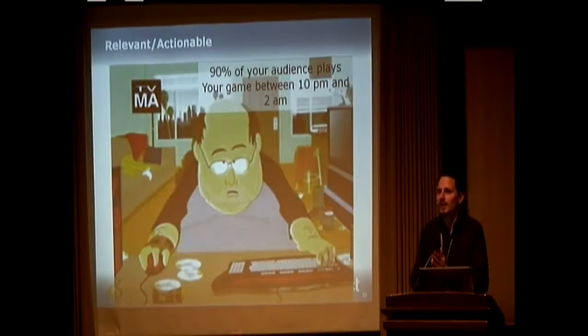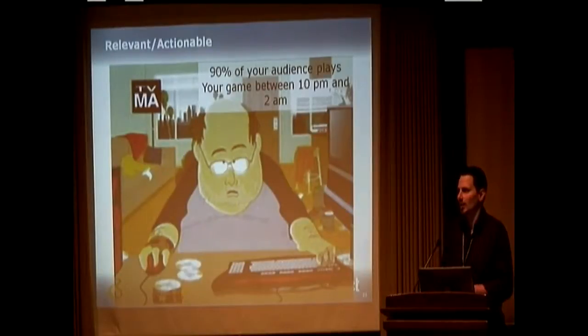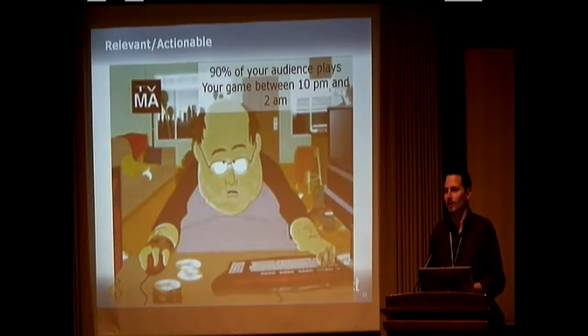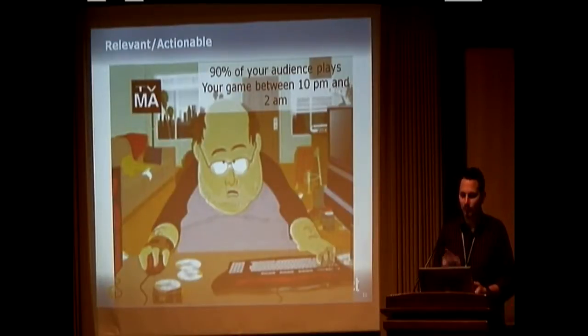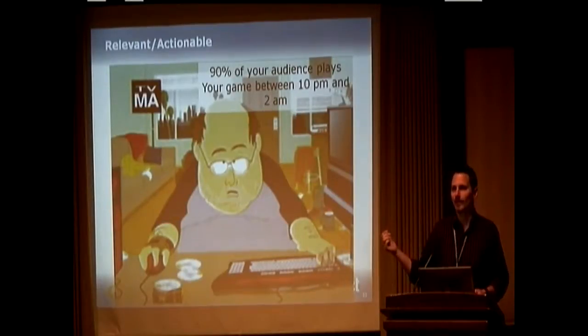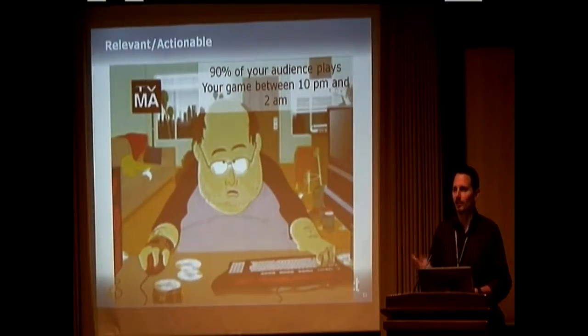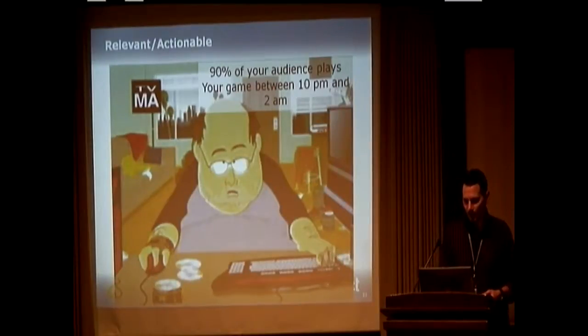And then finally, the data needs to be relevant and actionable. So I can tell you things like 90% of your audience plays your games between 10 p.m. and 2 a.m. Data specific, I've given you time, I've given you the amount of the audience. It's timely, I could give this to you before you start development. I think it qualifies, it's accurate, qualifies all the other things. But what do you do with this data? How do you act on this? There's really not much you can do with it. So that's why I've added this as a criteria to consider when we look at what makes good games user research.